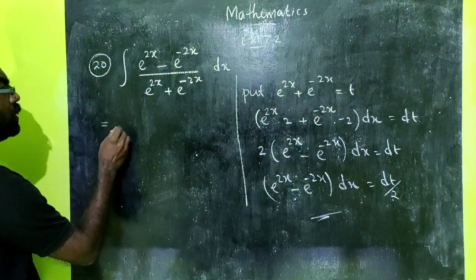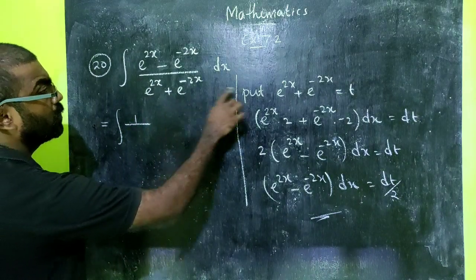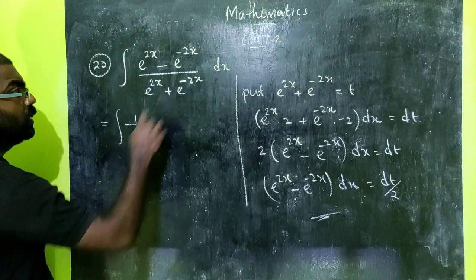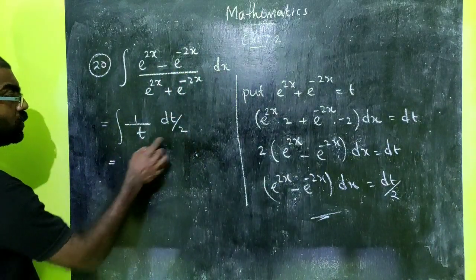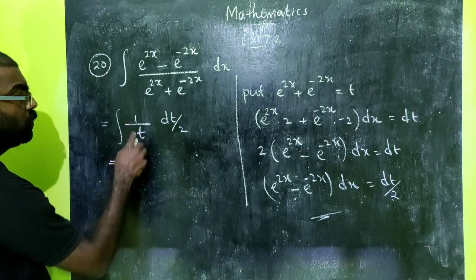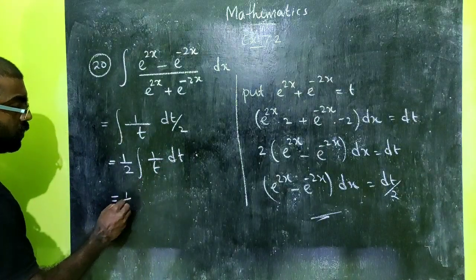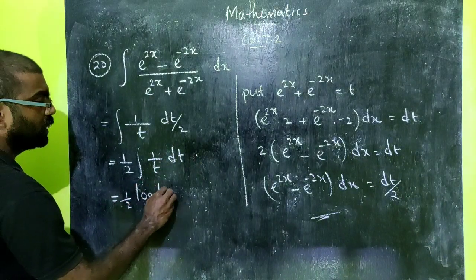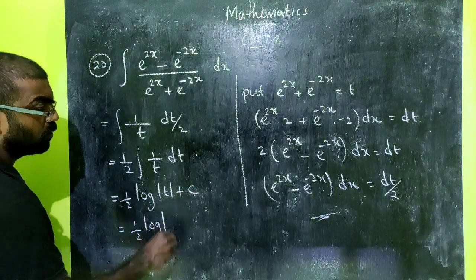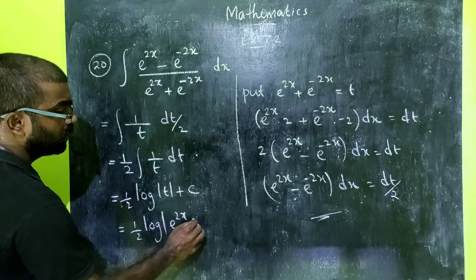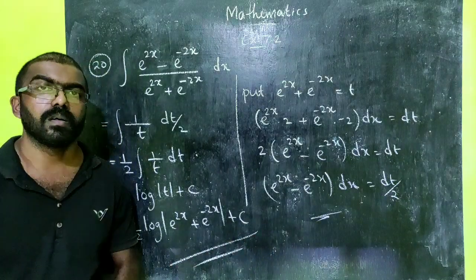So we can change the integral: 1 by e raised to 2x plus e raised to minus 2x, which we take as t, so 1 by t, and the numerator, the whole term, is dt by 2. This 1 by 2 we can take out, so 1 by 2 into integral 1 by t dt, that is 1 by 2 into log mod t plus c, that is 1 by 2 into log mod e raised to 2x plus e raised to minus 2x plus c. Understood?